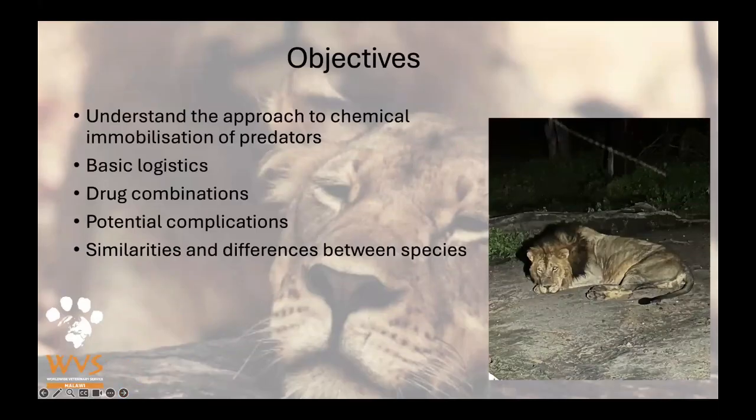So the objectives of this lecture are to understand the approach to the chemical immobilization of predators, some basic logistics, common drug combinations that we're using, potential complications, and similarities and differences between species. I mean, there are a lot of predators. I won't be able to go through many of them, so I'm focusing on lions, but I will mention a few other species as well at the end of it.